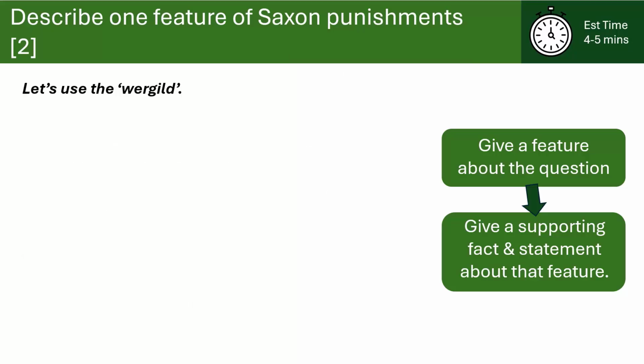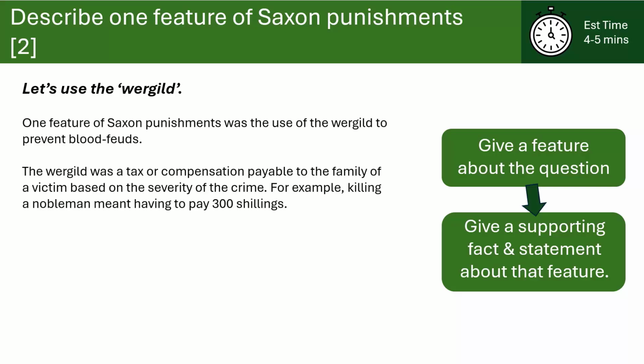Okay, so I've decided to use my example as the weregild one because I think that's a really interesting two features one. You can talk about it. Here's what I've done, and let's see if you chose that one. Is it very similar? So I said my feature is going to be one feature of Saxon punishments was the use of the weregild to prevent blood feuds. Don't just say one feature of Saxon punishments was weregild. Say the use of the weregild to prevent things like blood feuds or serious crimes from happening.